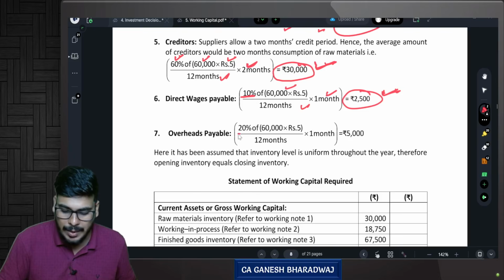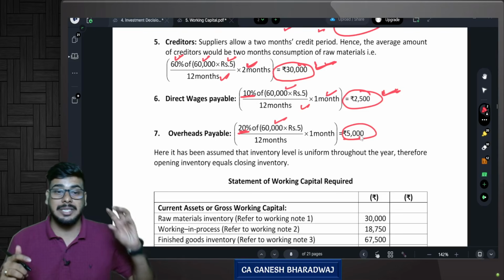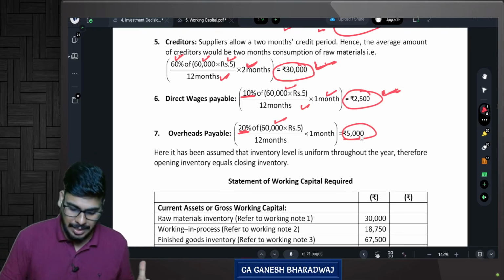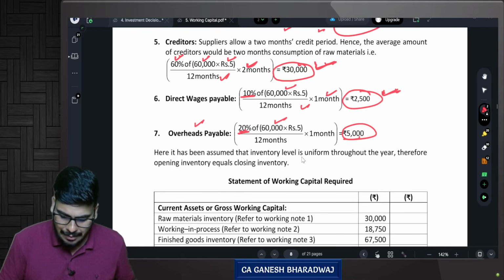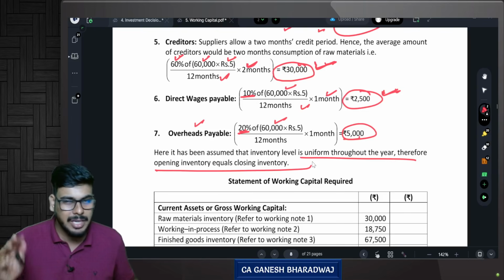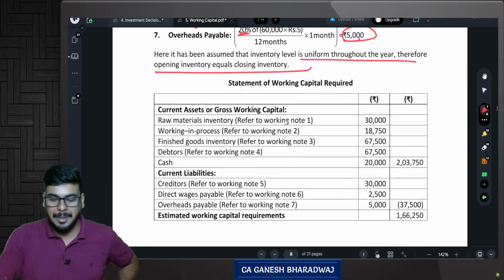And then overheads is 20% of my total sales into 1 by 12. It's going to be 5,000 rupees, the amount that gets indirectly funded by way of delaying payment in your overheads. Here it is assumed that the inventory level is uniform throughout the year. Therefore, opening inventory equals closing inventory. We've seen it.